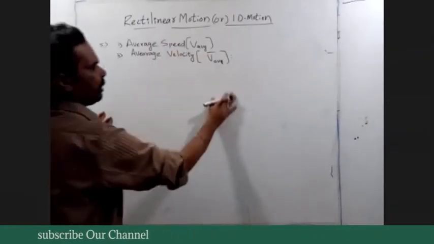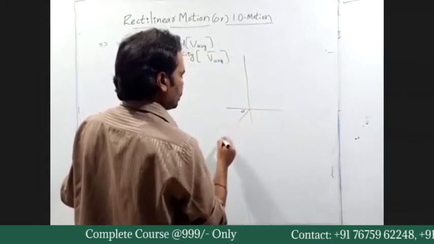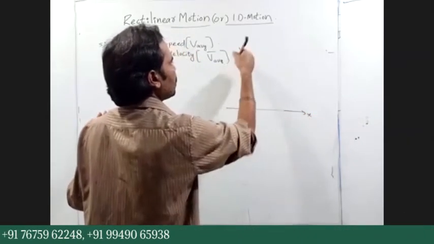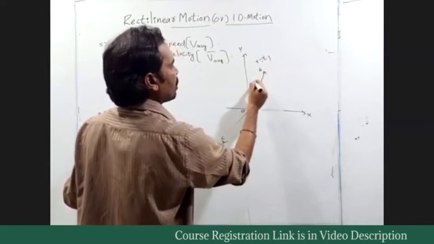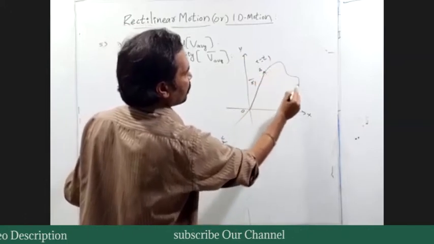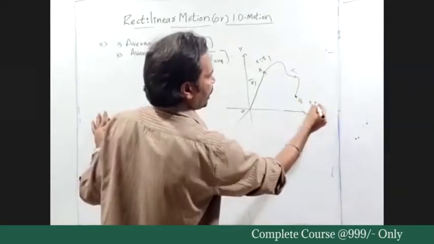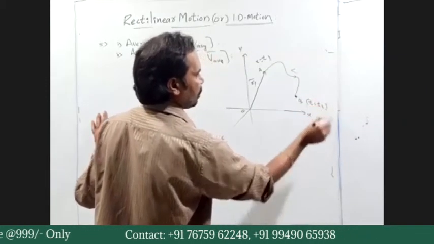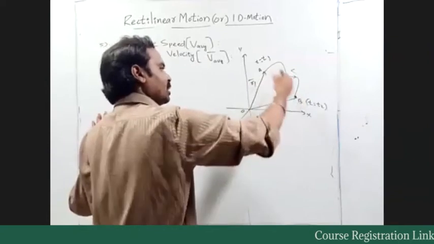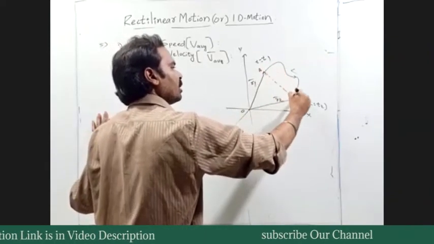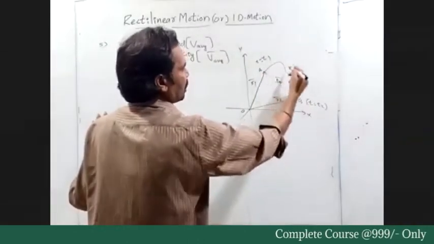The average speed is defined for this particle. For example, in the previous diagram, this is a frame of reference system, this is the z-axis, this is the x-axis, this is the y-axis. Initially it is at point A at t equal to t1, with initial position vector r1 bar. Now it moves along the ACB path and reaches point B at the instant t equal to t2. The final position vector is r2 bar. Its position changes from A to B. This change in position is the displacement vector delta r bar, and the actual path length is the distance.